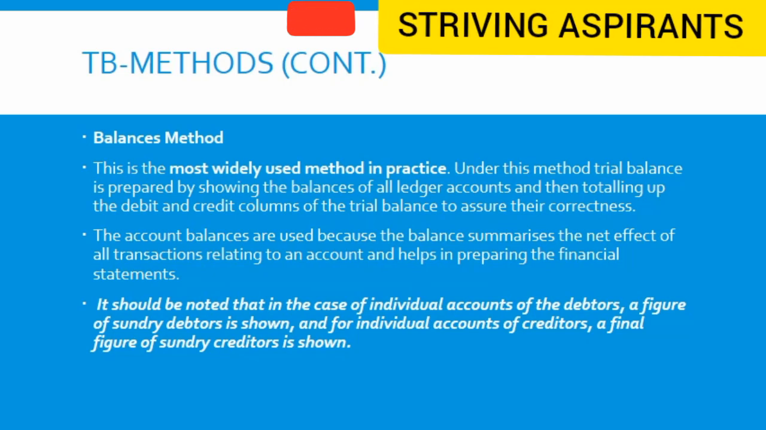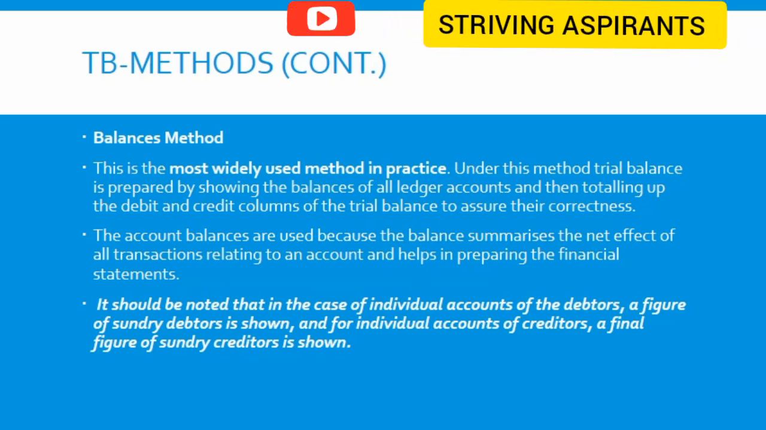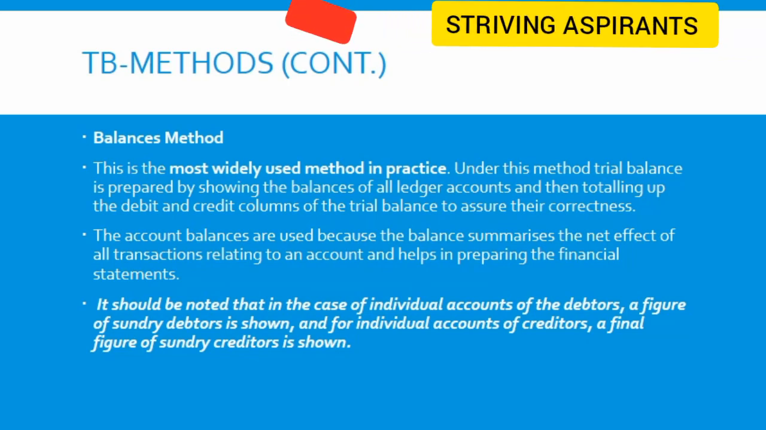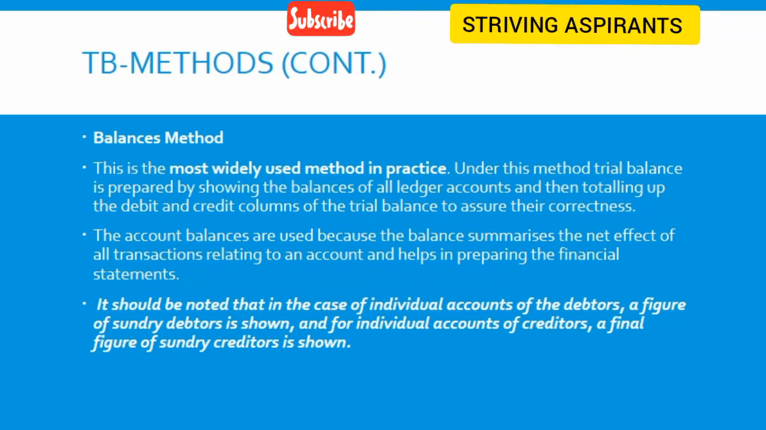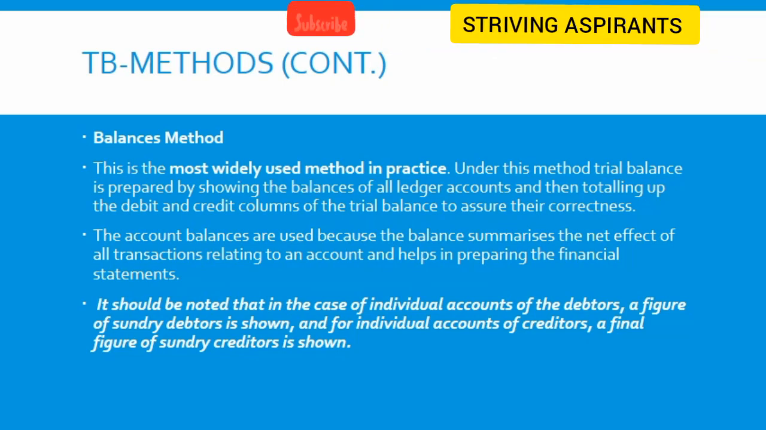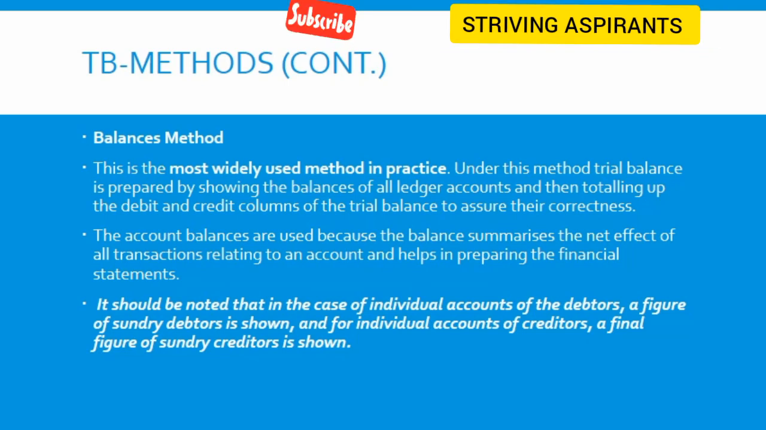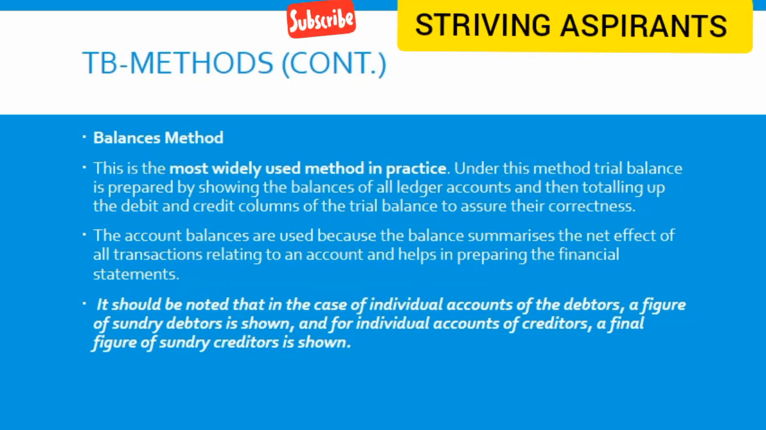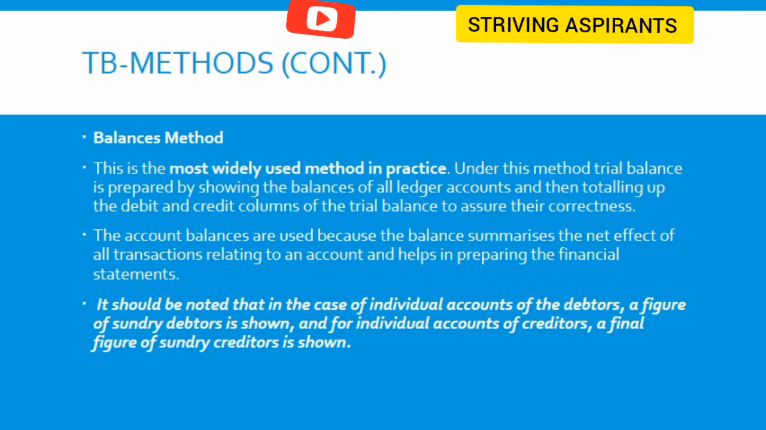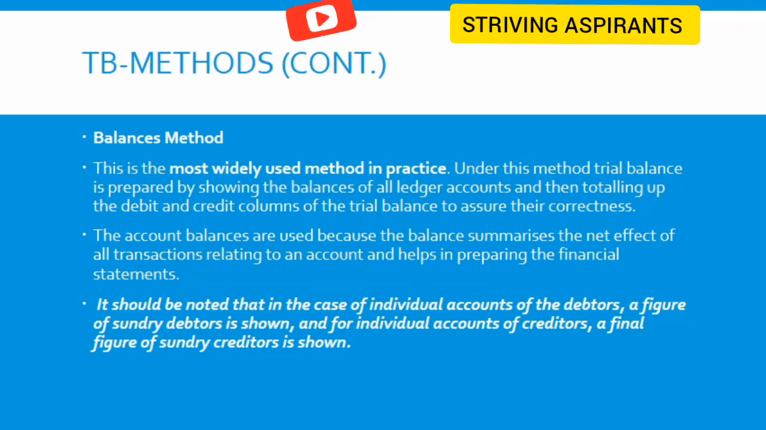Now the second method, balances method. This is the most widely used method in practice. In this method, the trial balance is prepared by showing the balances of all ledger accounts and then totaling up the debit and credit columns of the trial balance to assure their correctness. So here we are taking the ledger account closing balance. In the previous method, we took the debit column total and the credit column total.